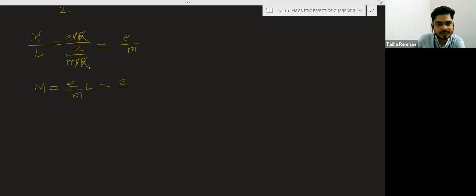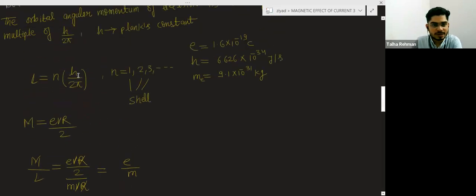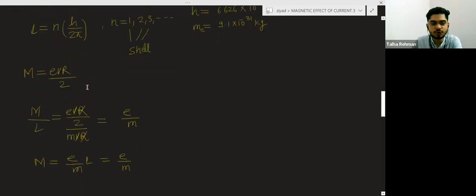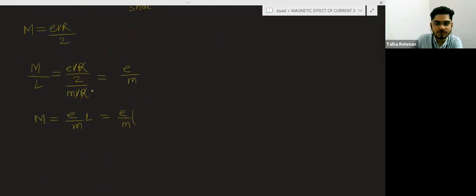And this L is given by, now we will use Bohr's model. L is equal to NH upon 2 pi. So your magnetic moment is given by NHE divided by 2 pi M. So this is your magnetic moment.